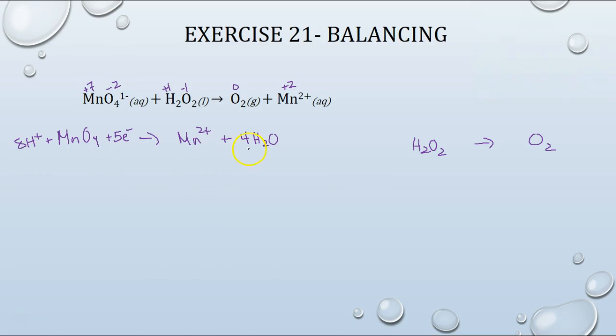So now everything is good and balanced over here. So I come to this one. This one is a little bit different. So I have 2 O's and 2 O's, but I've got 2 H's not accounted for. So I have to put 2 H pluses on this side.